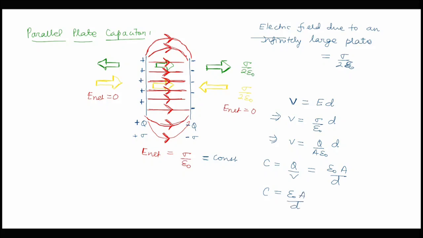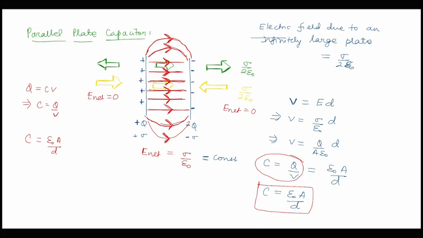and the relation Q is equal to CV is also very important. So these are a few notable formulas which we have learned: Q is equal to CV, or the capacitance C is equal to Q by V. And the next which we learned here is C is equal to epsilon naught A by D, where A is the area of the plate and D is the separation between the plates.